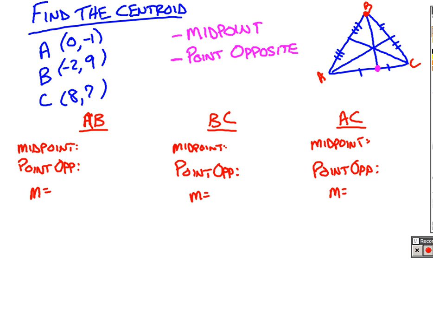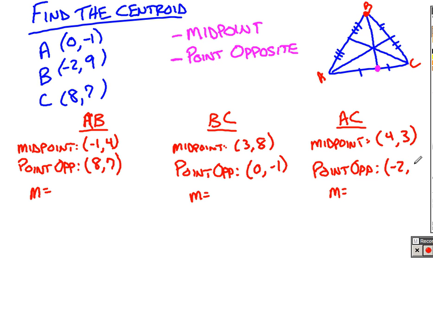Now, of course, the tough part, we need to find the centroid. To find the centroid, we need to find 2 points. We need to find a midpoint here, and then the vertex opposite of it. So, looking at this, for side AB, do the midpoint the way we've done, there will be -1, 4. Add them up, divide by 2. The point opposite, for side AB, would be point C. So whatever letter we aren't using, that's the point opposite. So 8, 7. Same thing here, midpoint of BC will be 3, 8. Midpoint of AC will be 4, 3. And the point opposite BC would be A, which is 0, -1. And point opposite here would be B, which is -2, 9.